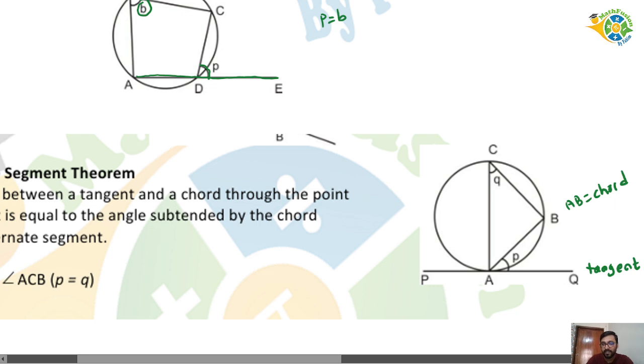So the angle between this chord and tangent, P, will be equal to the angle drawn from the chord to the circumference of the circle, in that case Q. Okay, so P will be equal to Q. Understand? So the angle between tangent and chord of a circle will be equal to the circumference angle by the chord. I hope you understand.